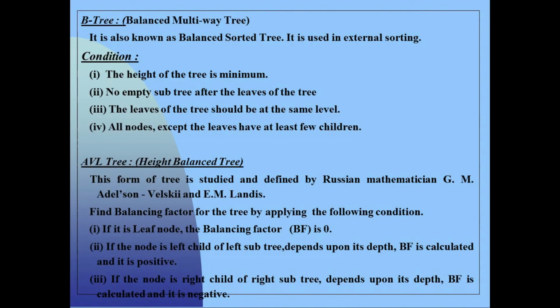So the B tree is a balanced multi-way tree. It is also known as a balanced sorted tree. It is used in external storage. What are the conditions applied here? The height of the tree is minimum, with no empty subtrees after the leaves of the tree. The leaves of the tree should be at the same level. All nodes except the leaves have at least a few children.